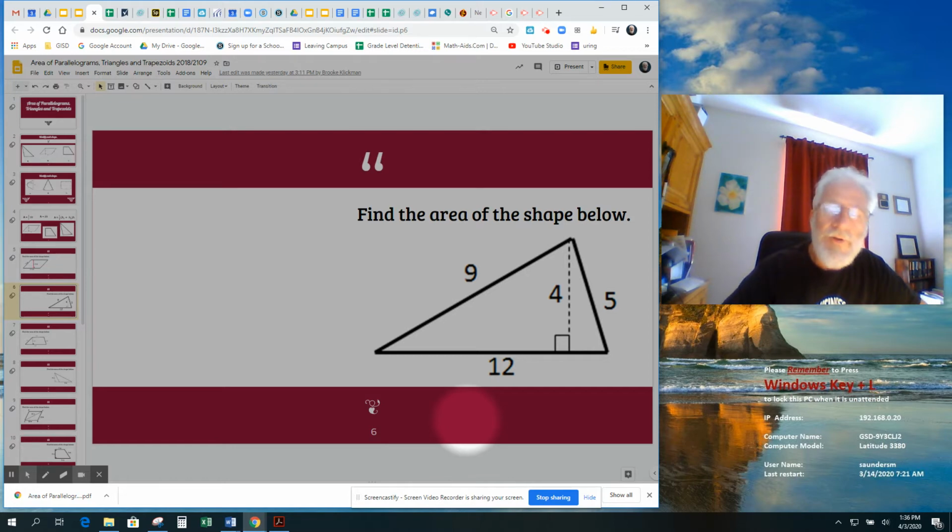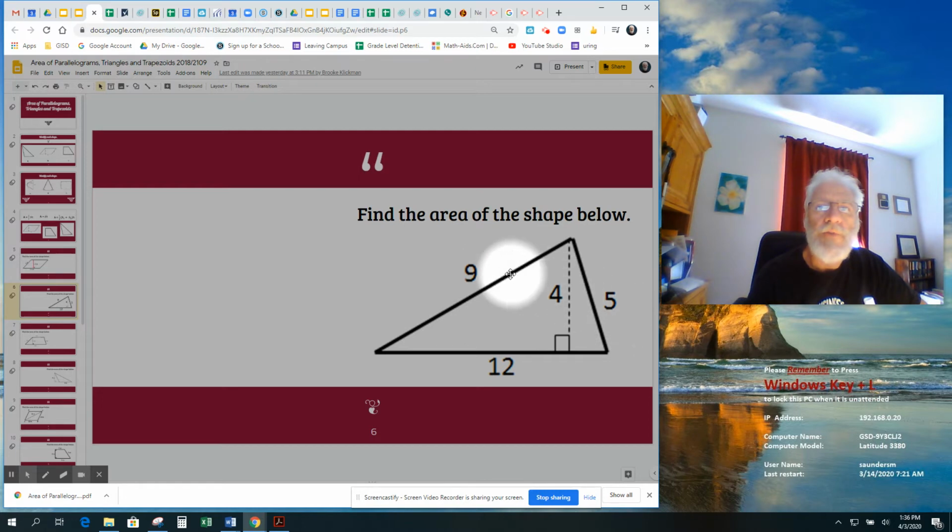So 12 divided by 2 is 6, and 6 times 4 is 24. So the area is equal to 24. And what are the units on this? So we weren't given any units.